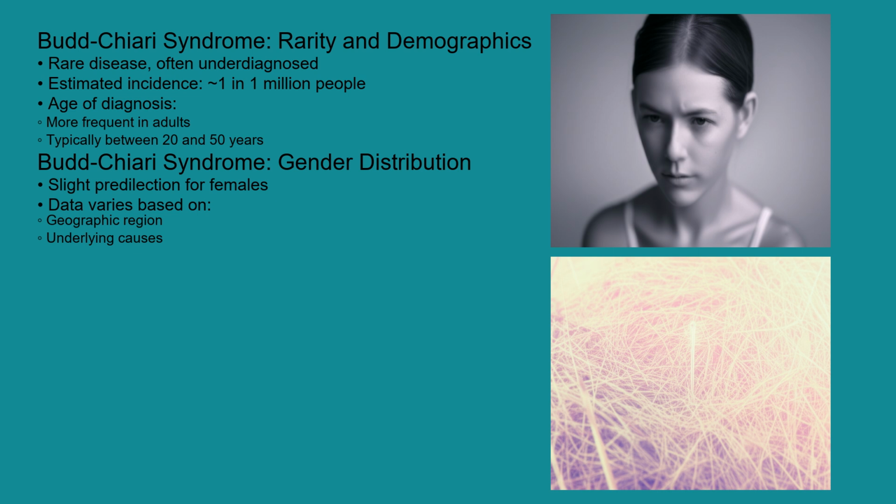Budd-Chiari syndrome is considered a rare disease. Its exact incidence is difficult to determine because it is often underdiagnosed. Estimates vary, but it's thought to affect approximately 1 in 1 million people. It can occur at any age, but it is more frequently diagnosed in adults between the ages of 20 and 50. There appears to be a slight predilection for females, but the data on gender distribution can vary depending on the geographic region and the underlying causes of the syndrome.